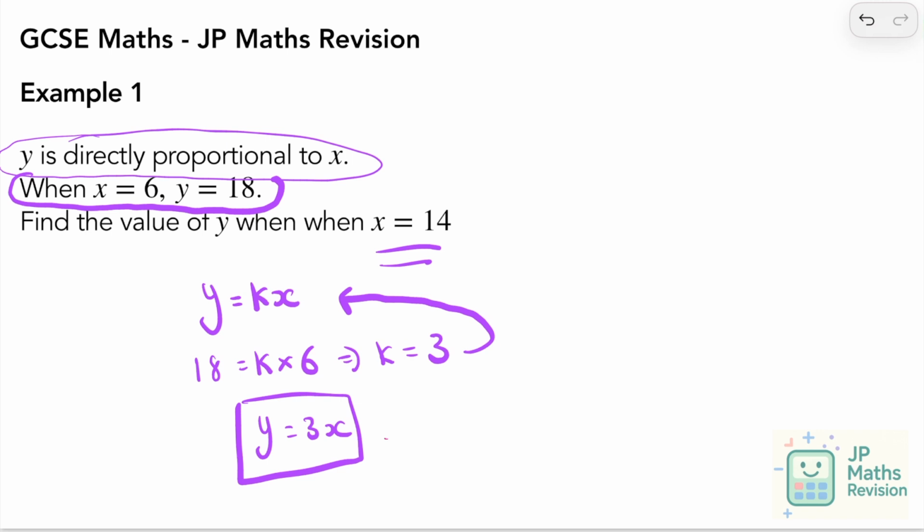Now the question says, find the value of y when x is 14. So to do this part, I'm just going to substitute in x equals 14. So I end up with y equals 3 times 14, which is 42. So the answer to this question is going to be 42.